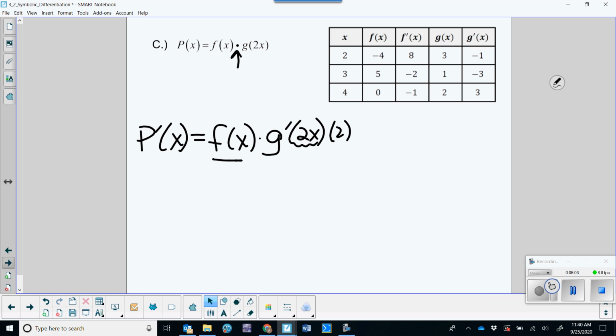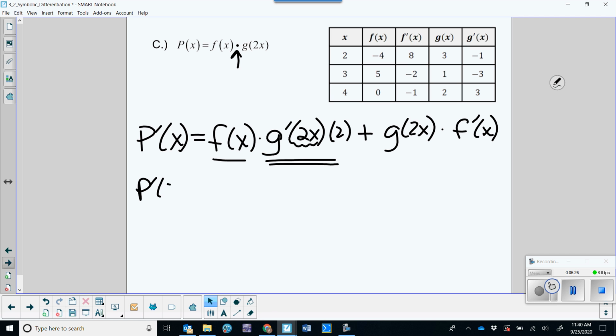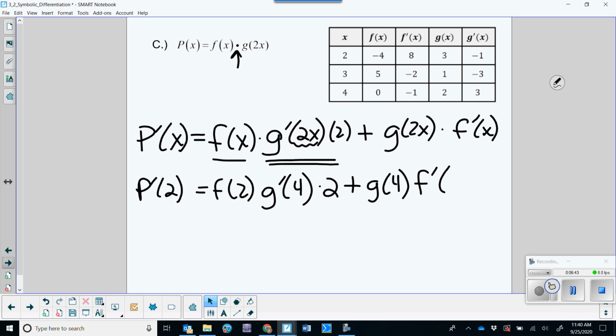So that's first times derivative of the second plus the second times the derivative of the first, which of course is just f prime of x. Now I need to figure out what p prime of 2 is going to equal. So that's f of 2 times g prime of 4, because it's g prime of 2x, and then that whole answer times 2, plus g of 4, because it's 2 times 2, times f prime of 2.